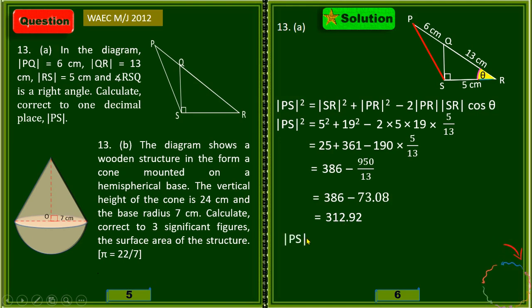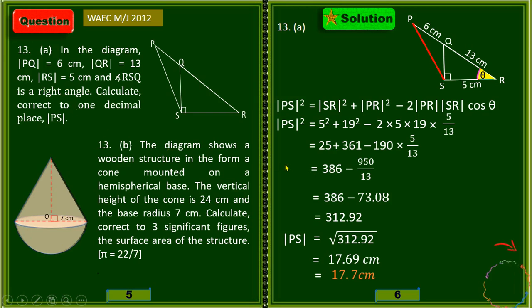Now we're going to find PS by finding the square root of both sides. So PS will give us the square root of this. That's the square root of that. And then PS will give us 17.69 centimeters. But we're asked to give our answer to one decimal place. So we're going to do that. That gives us 17.7 centimeters. That's the solution to question number 13A.